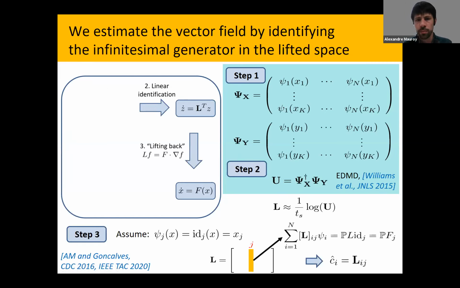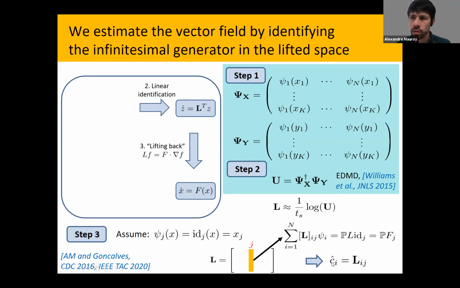And then the last step, what I call the lifting back. We can consider some specific basis function, the identity function, which I call ID_j, which means that we just select the jth component of the state. It's easy to see that if we apply the generator to this basis function, we get directly the jth component of the vector field. In the context of the approximation, we'll actually get the projection of the jth component of the vector field. In particular, in the corresponding column, we get all the expansion coefficients in the basis of functions, which means that we get directly these coefficients c_i.